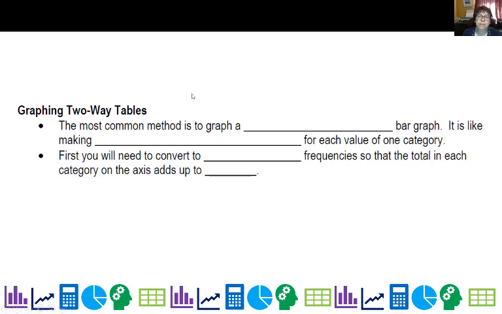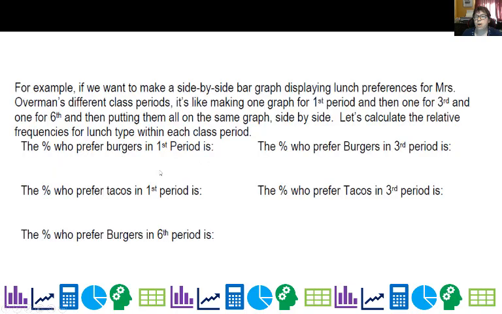The most common method to graph is a side-by-side bar graph. It is like making separate bar graphs for each value of one category. And first you need to convert to relative frequencies. It's very important to change it to percents so that the total in each category on the axis adds up to 100%. All right, so we're going to go ahead and work on changing some of this data into percents.